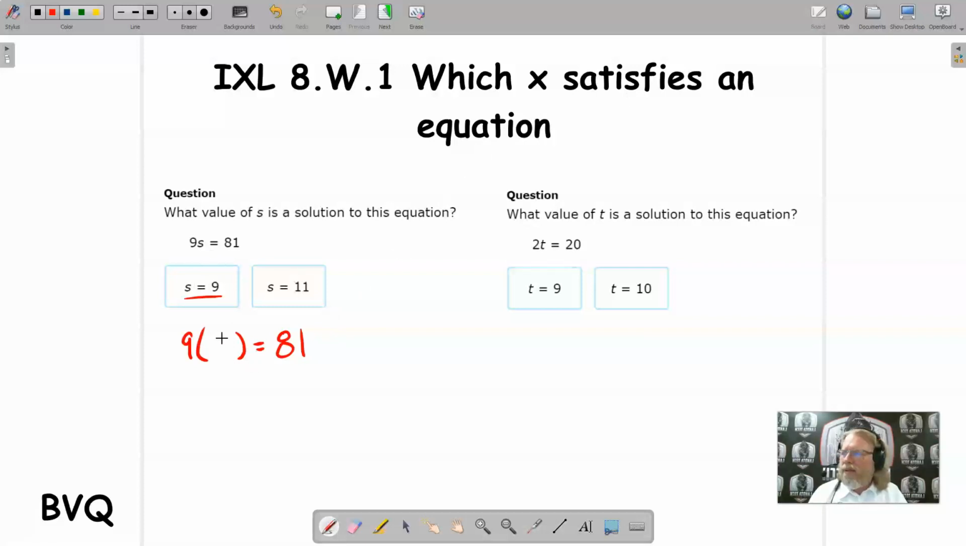Now, s equals 9. We plug that in. And then 9 times 9 equals 81. And does that equal 81? Indeed it does. So that's a true statement. That's going to work out.